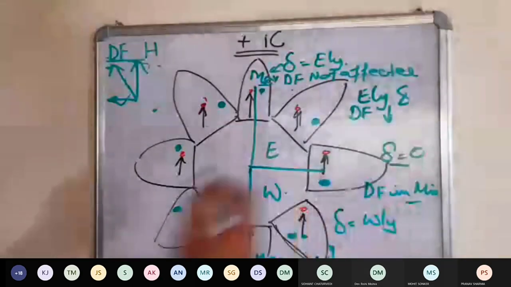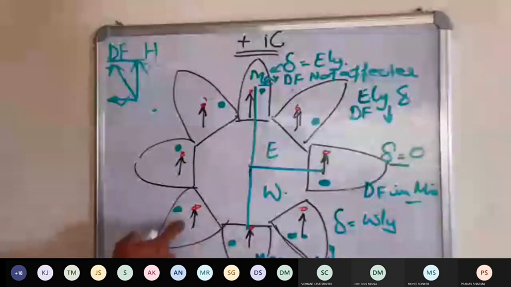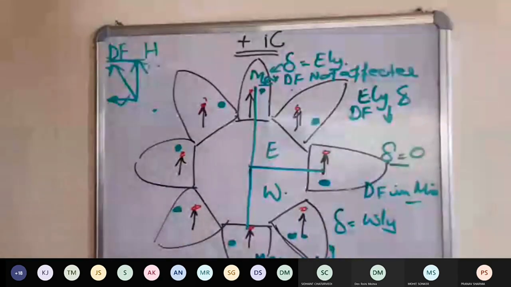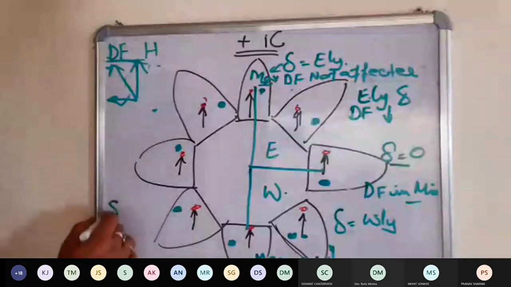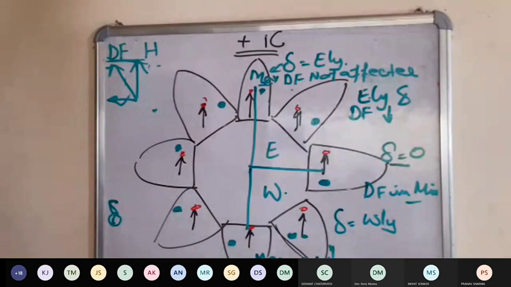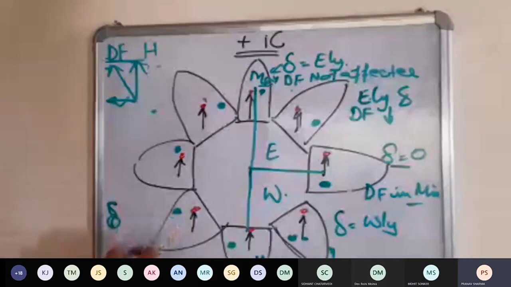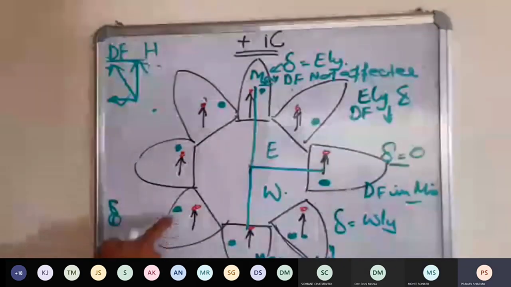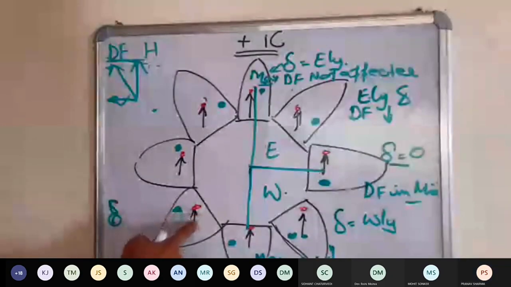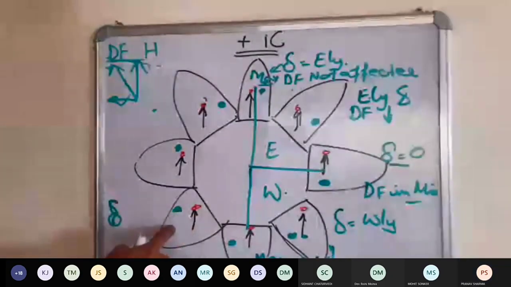So from here to here, westerly. When we are going to this place, what is expected? Deviation is, which side? Where, sir? Westerly. Westerly hoga. Yahan pe blue hai, yahan pe red hai. Haan, theek hai. Westerly hoga.